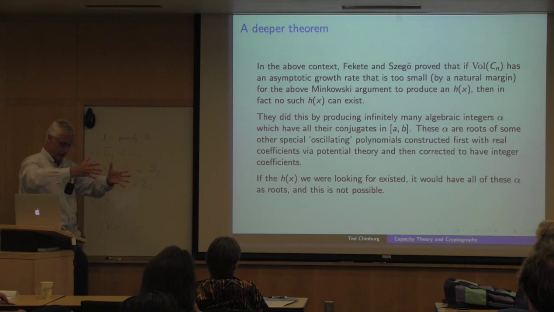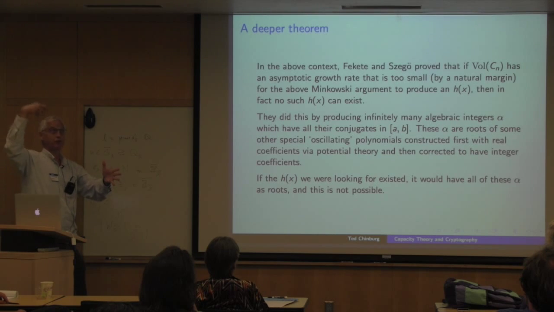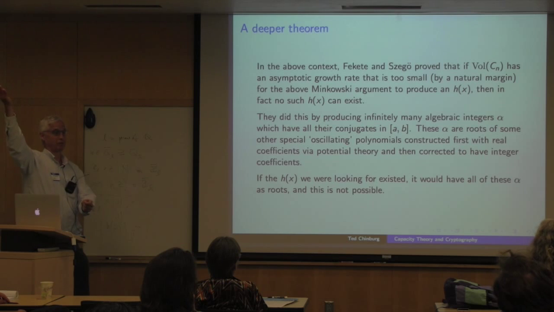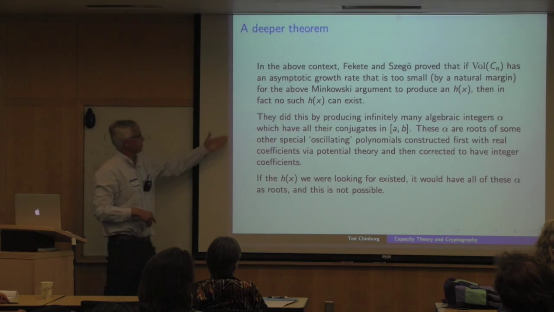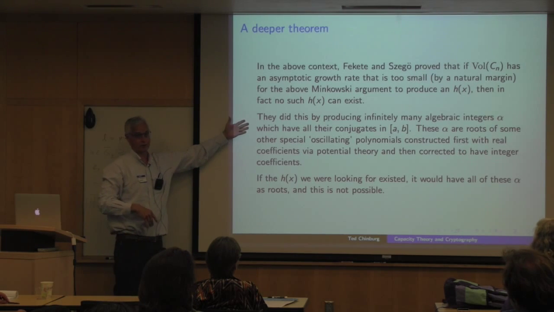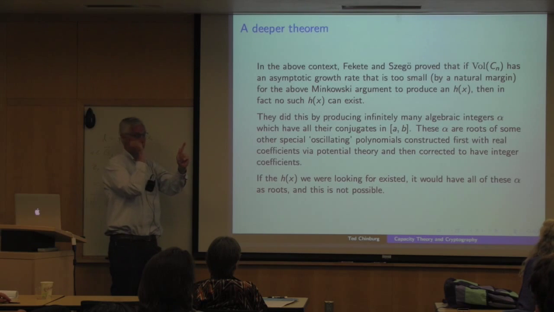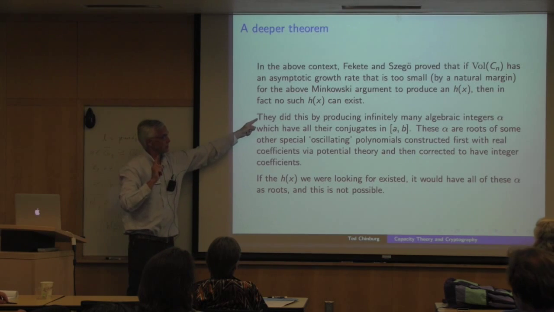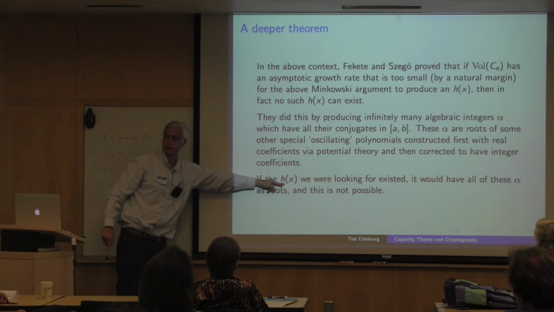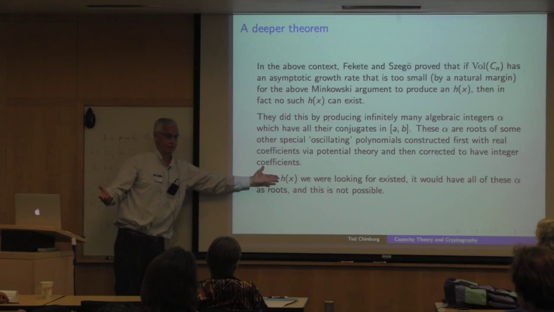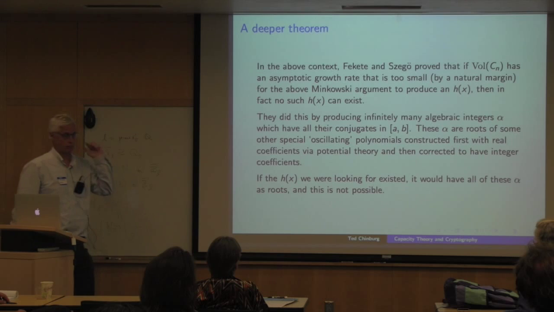But the product of h evaluated on the conjugates is just the norm of h of alpha, which is an algebraic integer. So h of alpha is an algebraic integer. Its norm, which is a rational integer, then has absolute value less than 1. That would mean h of that algebraic integer would have to be 0. But what they produced was infinitely many algebraic integers that have all their conjugates in this interval. So that proves that all of these algebraic integers would actually be zeros of h. And that doesn't happen, right? Rational functions don't have this.